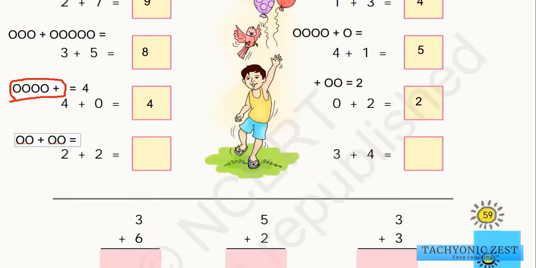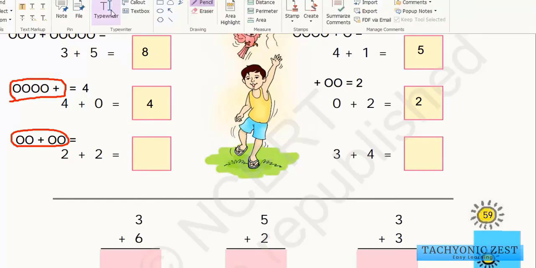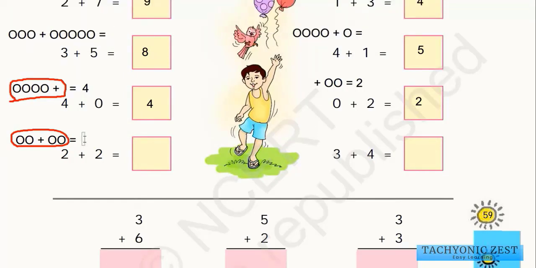To find that, we will count all the number of balls here. We will count all these balls together. So let us count all the balls together and let's see how many we get. 1, 2, 3, 4. So in total we got 4 balls. So the answer here we got is 4. So the answer to this question is 4.